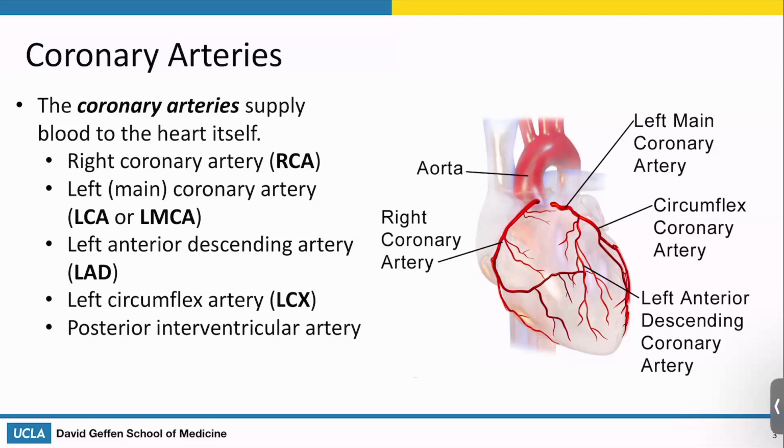You have the right coronary artery that runs on that right side. So we're talking about that in terms of anatomical position, so on that right side. And then you have the left main coronary artery that comes down and branches into the left anterior descending, and then the left circumflex that kind of wraps around to the back. And then there's going to be the posterior descending artery that's going to be on that back side.